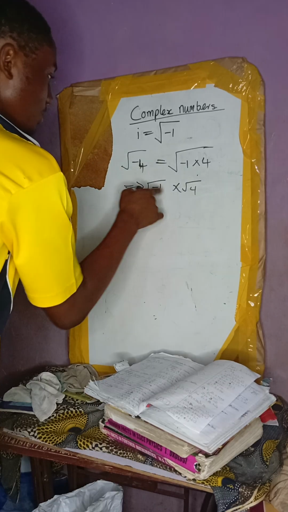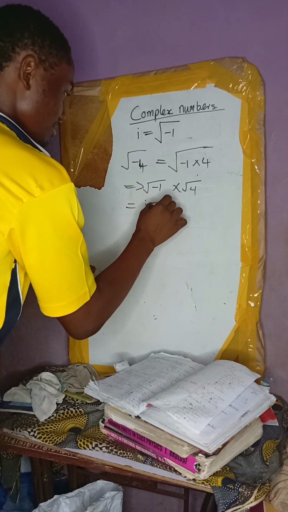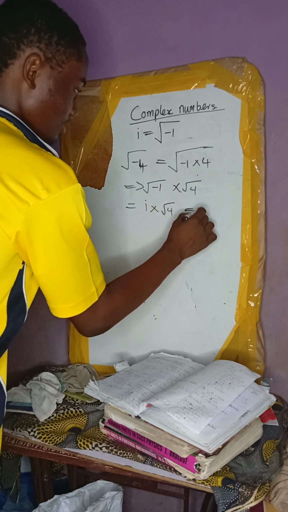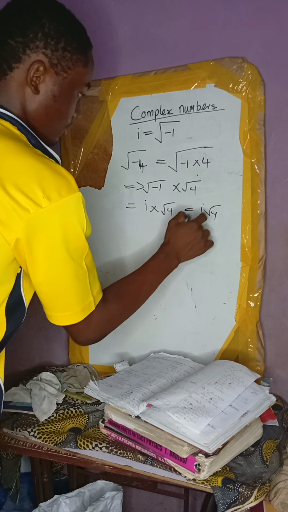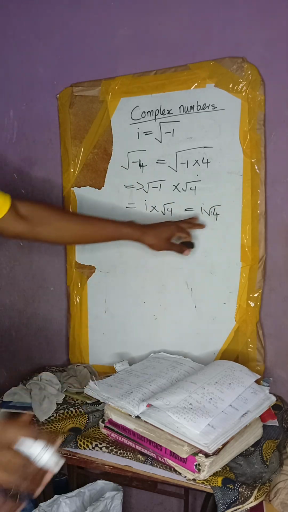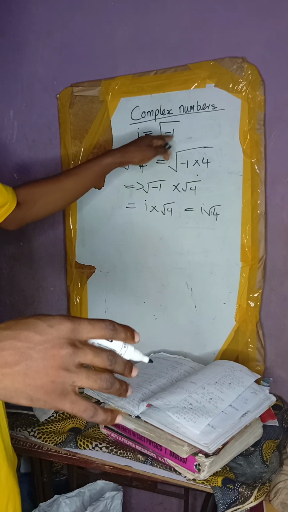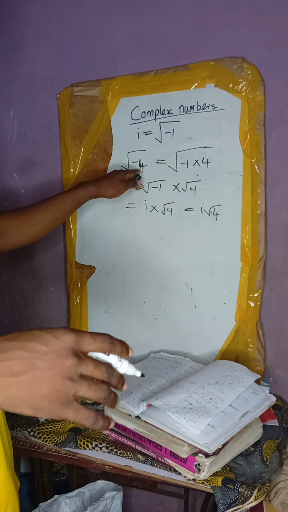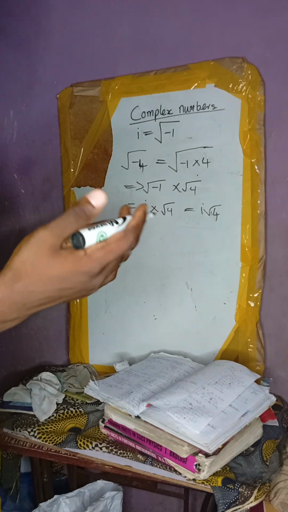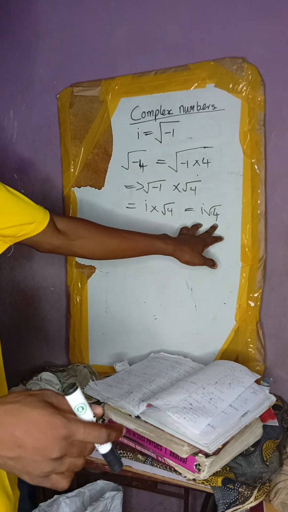Okay, let's keep going. We know that root -1 is i, so we replace that with i. We'll have i times root 4, and if you join these two together, we will have i root 4. So that is how we can extract the root of -1 from the root of a negative number that is not -1. So I've turned this into a complex number.